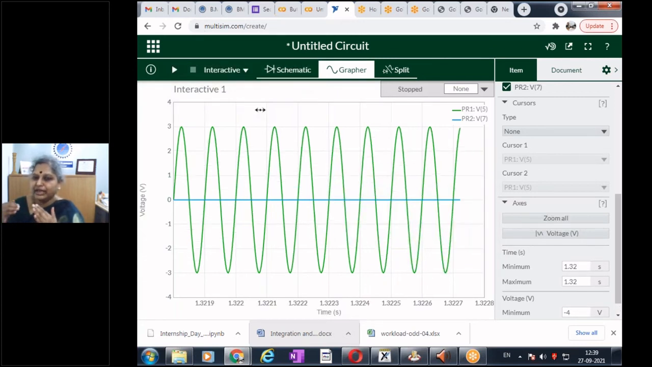You saw what happens with the order of the filter. When I put first order, I got some output. Second order, I got some output. Now when I made it fourth order, the output is almost 0. So now this is what we have, a fourth order filter.